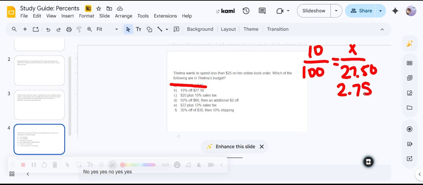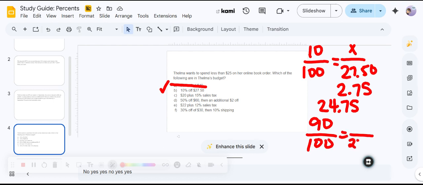So we will then subtract 27.50 minus $2.75. That gets us $24.75. Yes, B works. We like B. Okay. Could you also have said, hey, 100% minus 10% is 90%, and found 90% of our original amount? Absolutely, and then you don't have to subtract at the end.